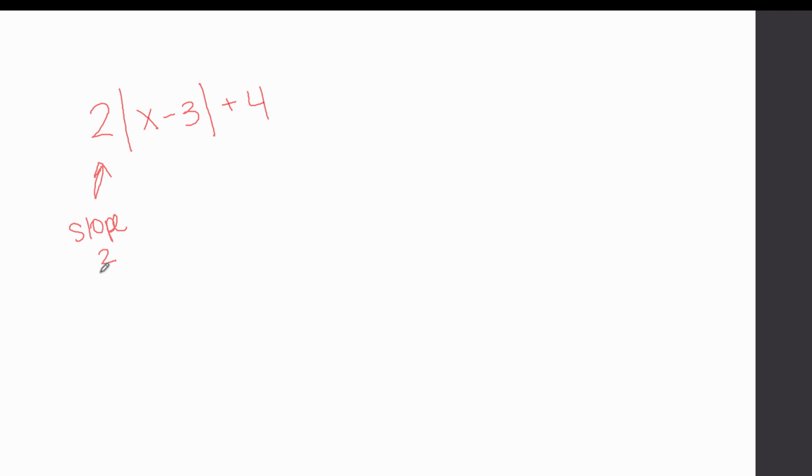Okay, when you think of slope, remember slope is rise over run, so you might want to think of this as 2 over 1. Okay, inside, -3 will give us right 3. Okay, so 3 units to the right. And outside we have +4, which means this function will be going up 4 units. When I go to graph, again, I am right 3, up 4, and right there will be my vertex.